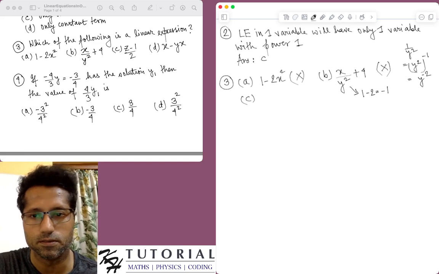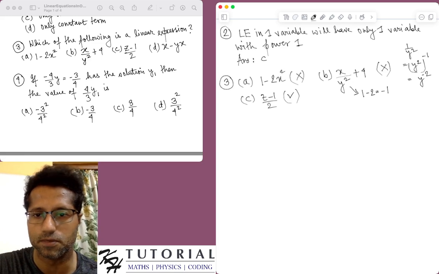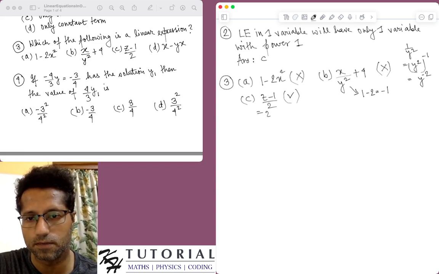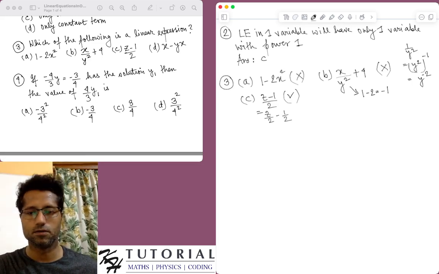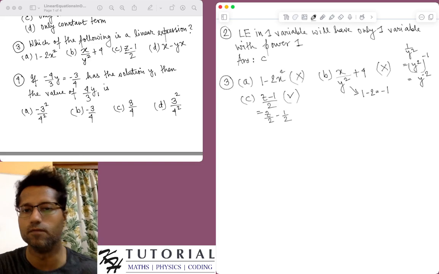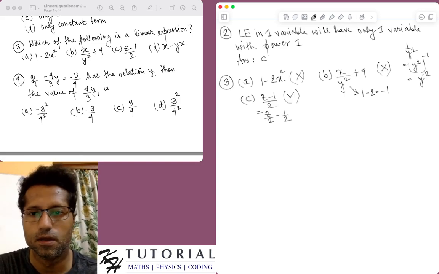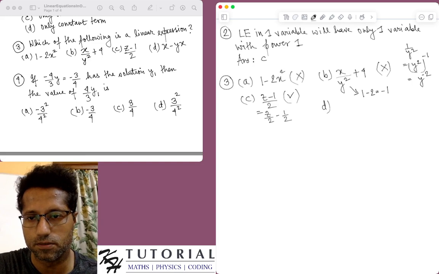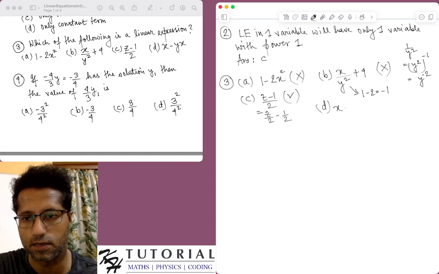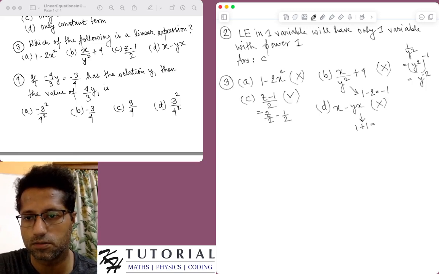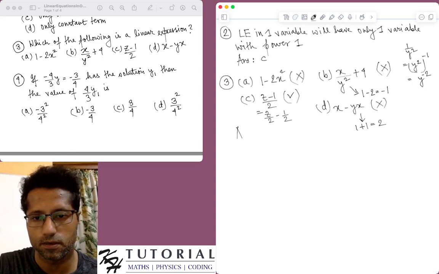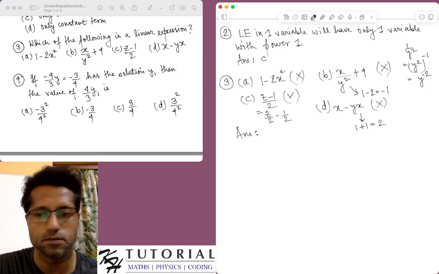C is z minus 1 by 2. This is a linear expression because this is nothing but z by 2 minus half. The only variable term is the first term, and the variable z has power 1. And of course D is also false, because x minus yx is not a linear expression, since the sum of the powers is 1 plus 1 equals 2. So the correct choice is C.